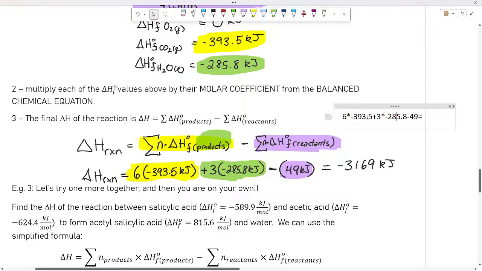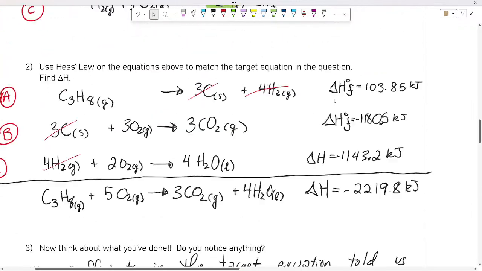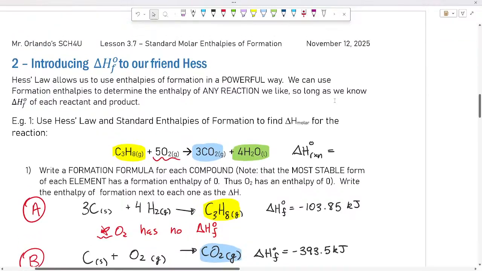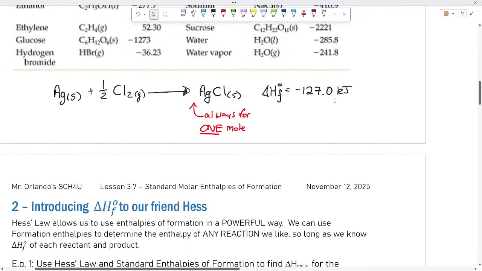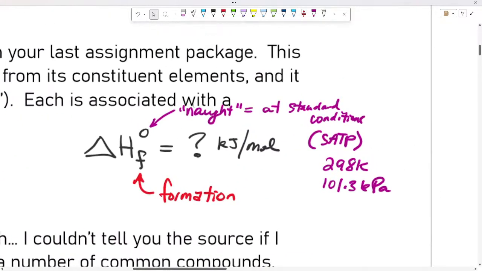Why did you want me to specify that it's H naught F? You don't say delta H not F. Not, yeah, N-O-T, yep. Where did I write that? I wrote it somewhere. Isn't that a degree?